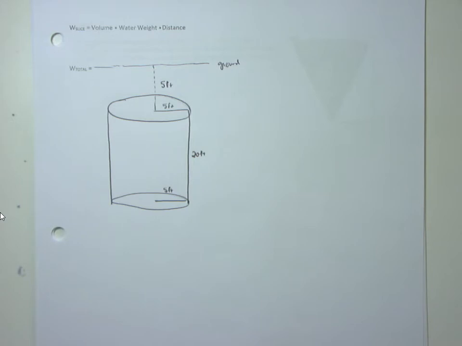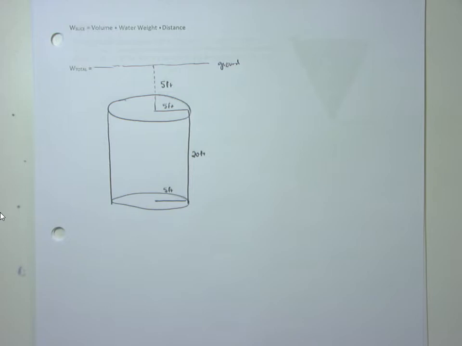Anytime you do any kind of work problem, whether it be lifting a rope with a baby attached to it to the top of a well, or a bucket you want to lift to the top of a building, you still have to set up your coordinate axis, because you have to make all these numbers relevant and relative to each other.